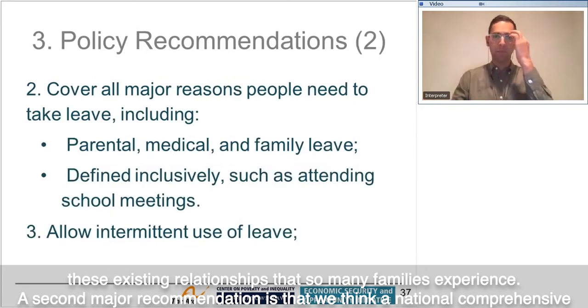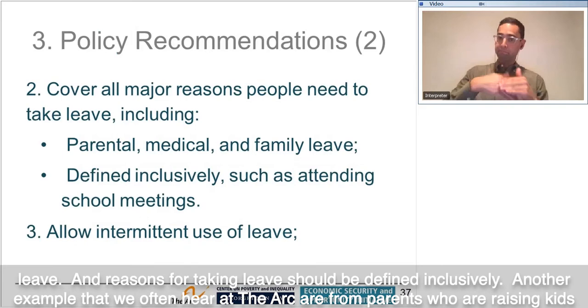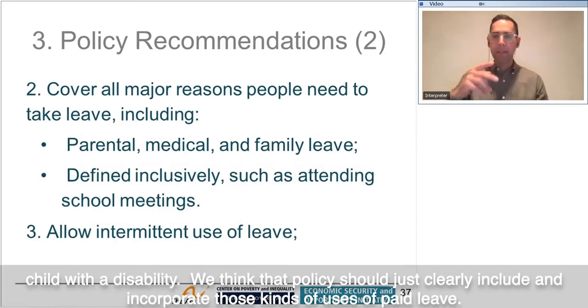A second major recommendation is that we think a national comprehensive paid leave policy definitely needs to cover all of the major reasons that people need to take paid leave, including parental leave, medical leave, and family leave, and that reasons for taking leave should be defined inclusively. Another example that we often hear at The Arc is from parents who are raising kids with disabilities who want to know if they can use their leave to attend school IEP meetings or related meetings to arrange for supports and services for their child with a disability. We think that policies should just clearly include and incorporate those kinds of uses of paid leave.